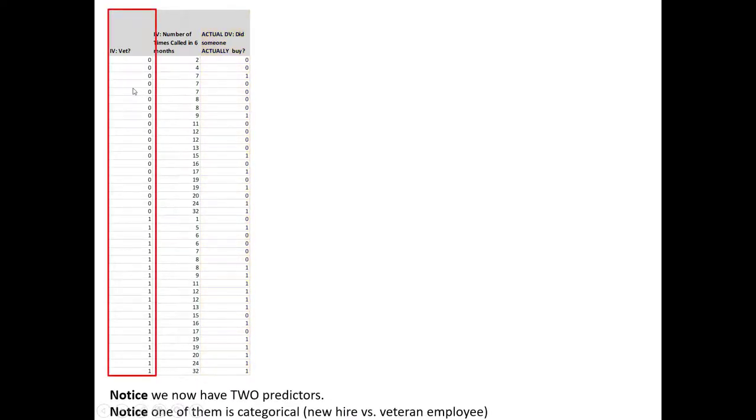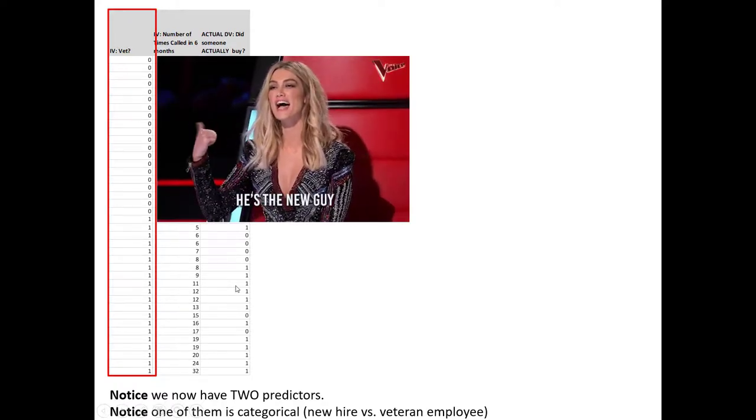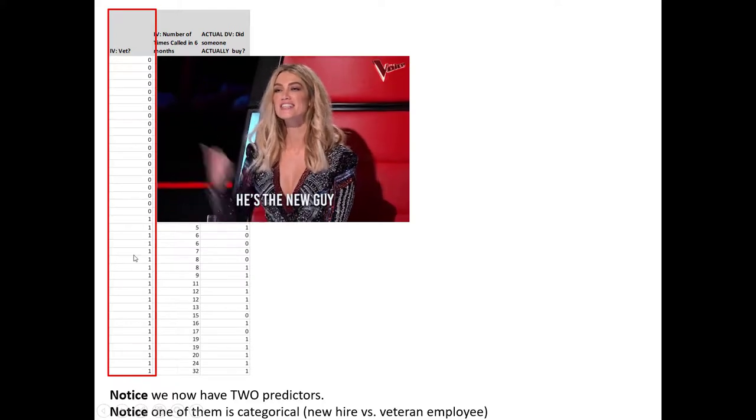And in addition, we've added yet another predictor. This time, we have a predictor about whether or not the person who is making cold calls to the business was a veteran employee or a new employee. 0 means new person, 1 means veteran.